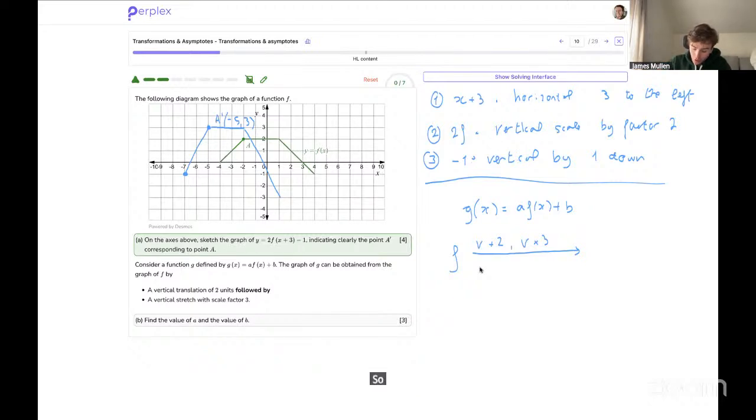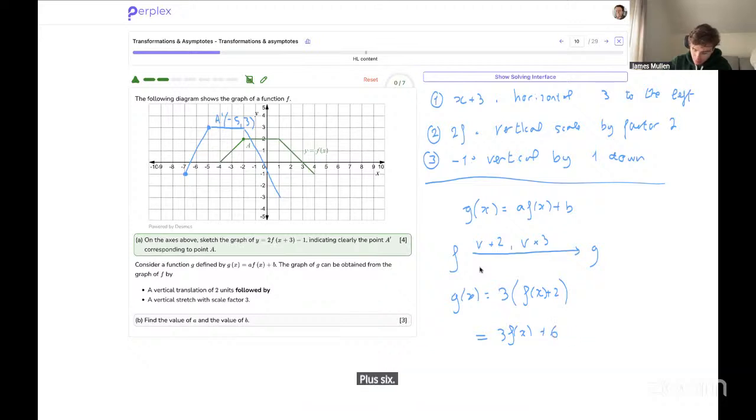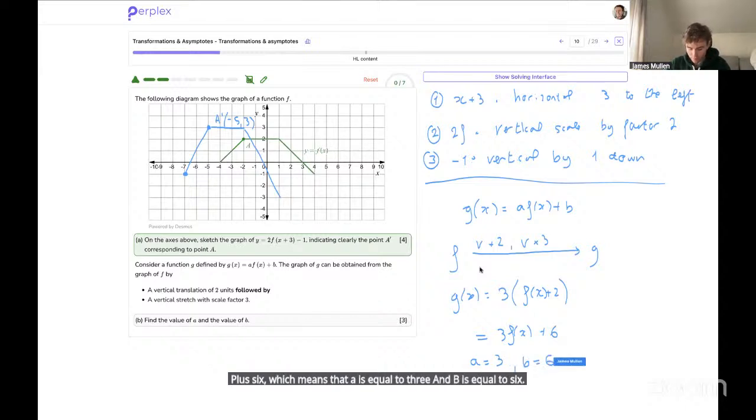So if I do that in order, it means that I can write g of x in the form 3 times f of x plus 2. And I put it in brackets because what happens in brackets happens first, okay? So f of x plus 2, and if I expand this, I get 3f of x plus 6, which means that a is equal to 3 and b is equal to 6. Okay? That's the answer to part B.